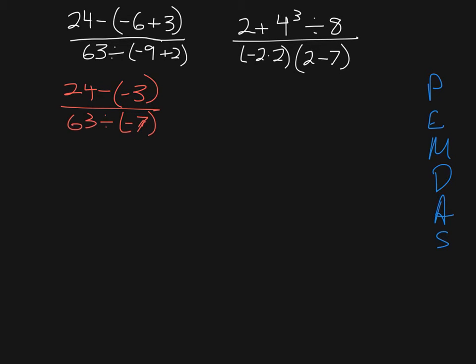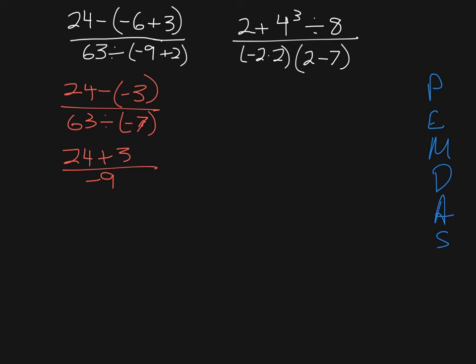Now, I'm going to go down my list. I have exponents. I don't have any of those. Multiplication and division. I do have division to do in the denominator. I'm going to leave my numerator alone for right now. Except, you know what, I'm going to change that. It says minus -3. I'm going to rewrite that as +3. Now, in my denominator, I can actually do 63 divided by -7. I know 63 divided by 7 is 9, but a positive divided by negative is a negative.